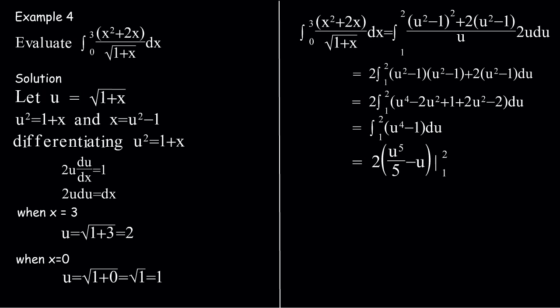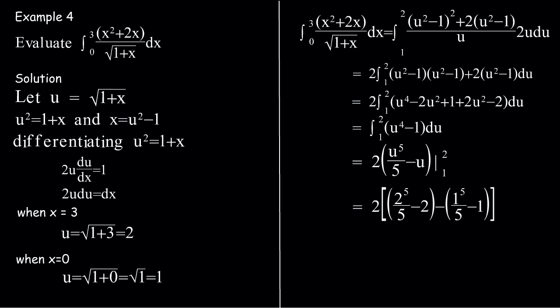So at this point, we are going to be substituting our upper and lower limits into our answer and subtracting. Doing so, it will be equals to 2 in bracket 2⁵ divided by 5 minus 2. That's substituting our upper limit, which is 2, minus in bracket 1⁵ divided by 5 minus 1. That's substituting our lower limit, which is 1. Everything in bracket being multiplied by 2.